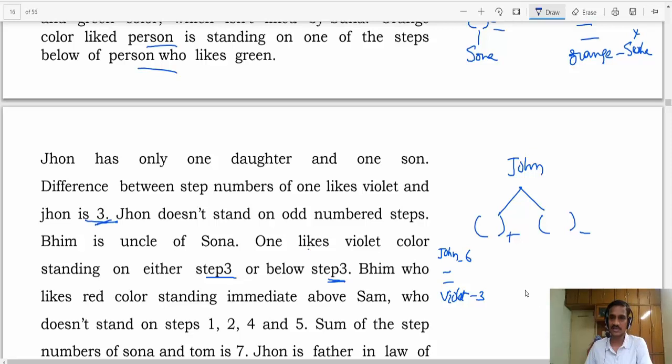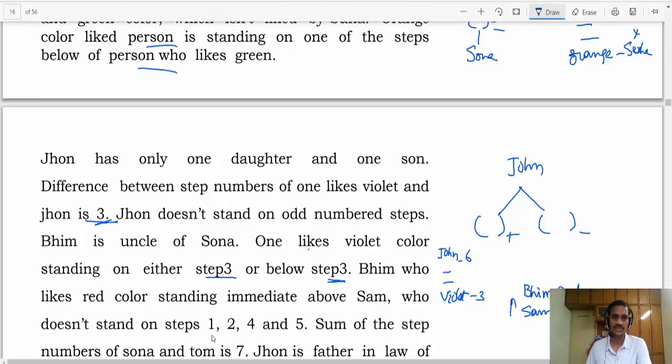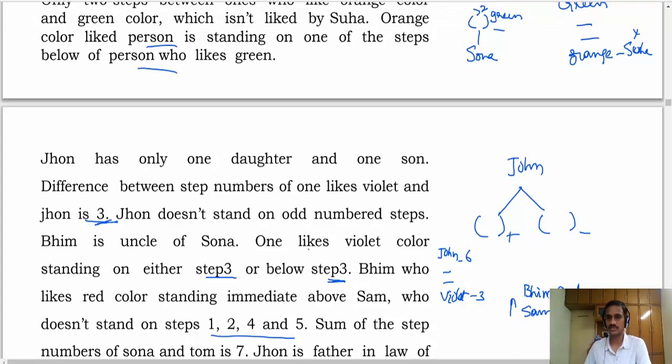Beam, who likes red color. Now this Beam likes red color. Beam, who likes red color, is immediately above Sam. Sam does not stand on 1, 2, 4, 5. So Sam can be on 3, 6 or 7. 8 is also not possible. Why? If it is 8, then Beam must be 9, which is not possible. Hence Sam must be the 3rd or 6th or 7th.